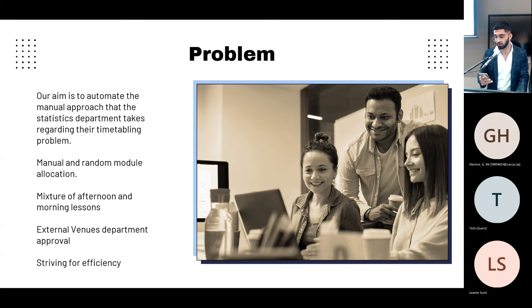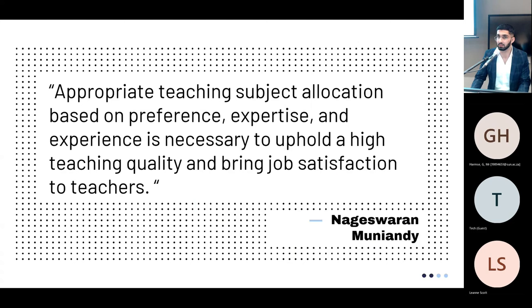And the approach I'm talking about is a controlled yet somewhat randomized approach to module allocations to lecturers. Now, when I say controlled and randomized, what's emphasized in the department currently is the ability to teach a module and not necessarily the preference of that module being taught by the lecturer. And now we believe that this can result in a teaching level that can be raised.